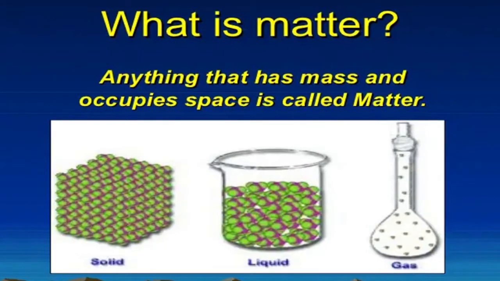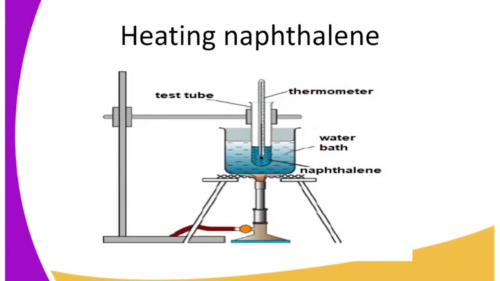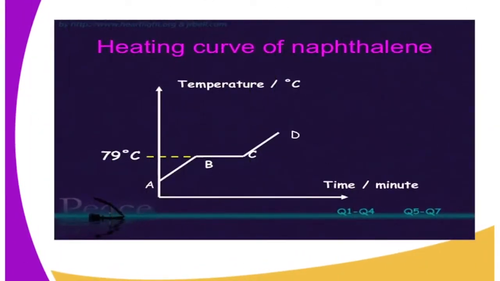For example, let's look at heating naphthalene. What happens when we heat naphthalene? When naphthalene is heated, its temperature rises steadily until it starts to melt. At this point, the temperature remains constant.